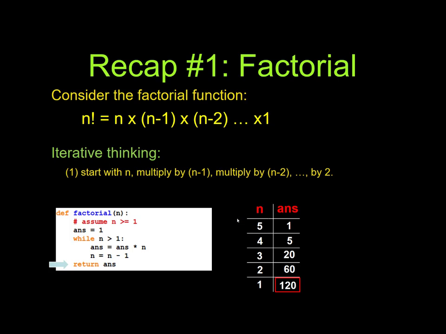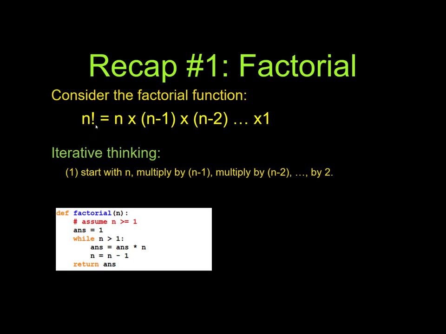So once again, in tracing, you have a table like this to keep track of important variables. In this case, we have answer and n, the two important variables to keep track of. So for n factorial, we thought of it as n factorial equal to n times n minus 1 and so on.